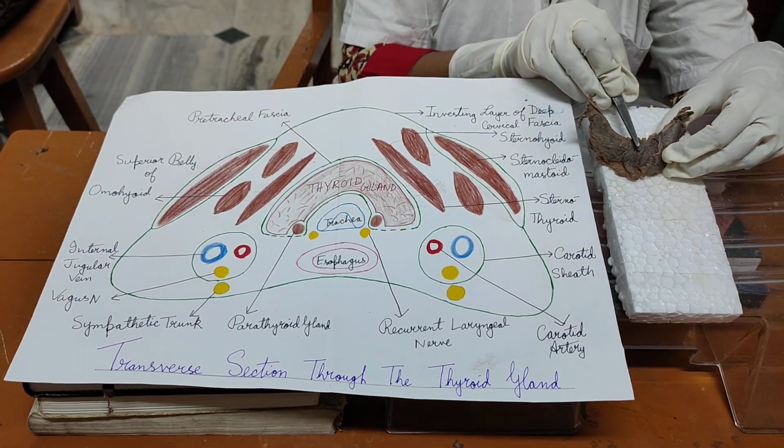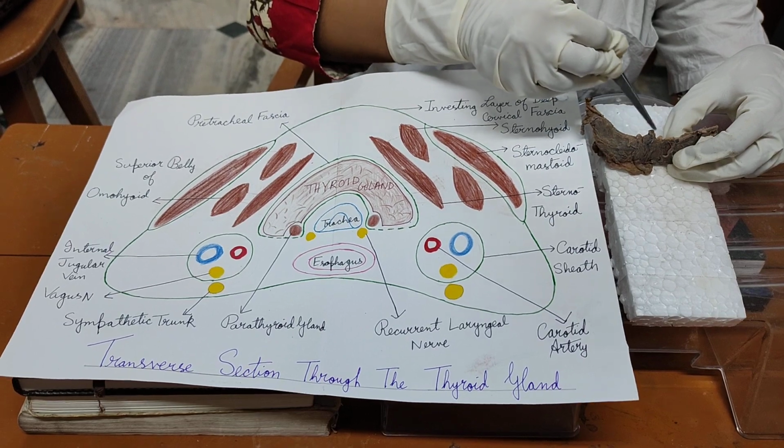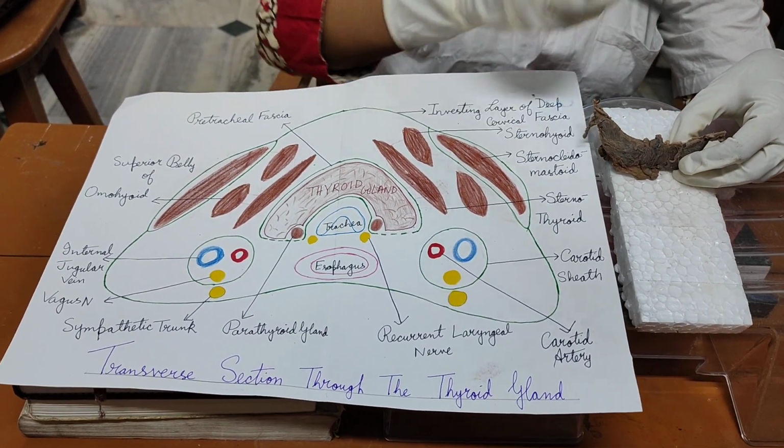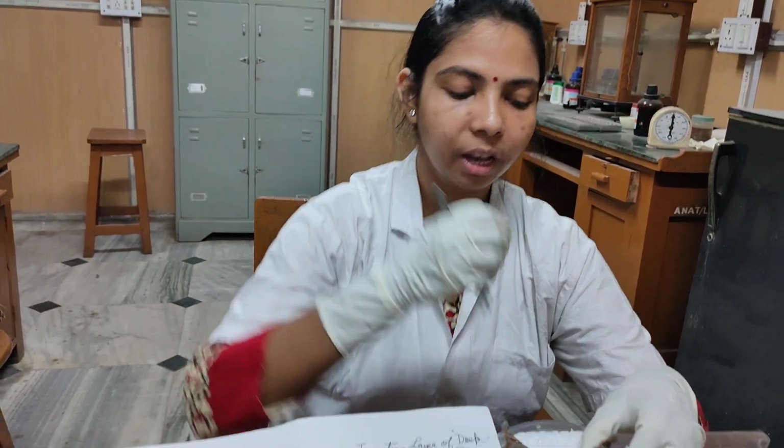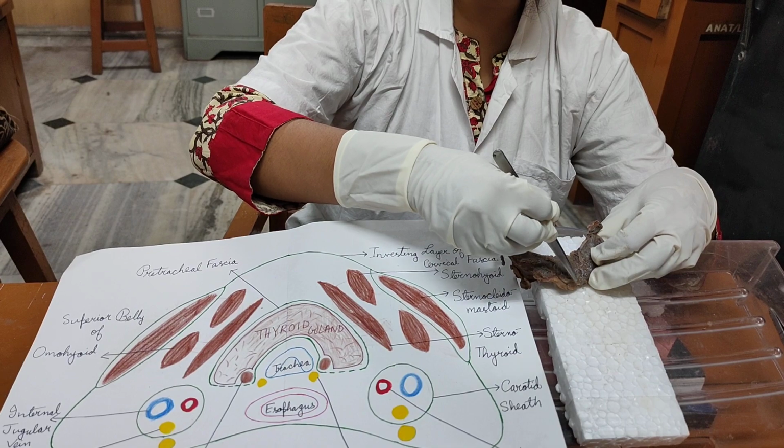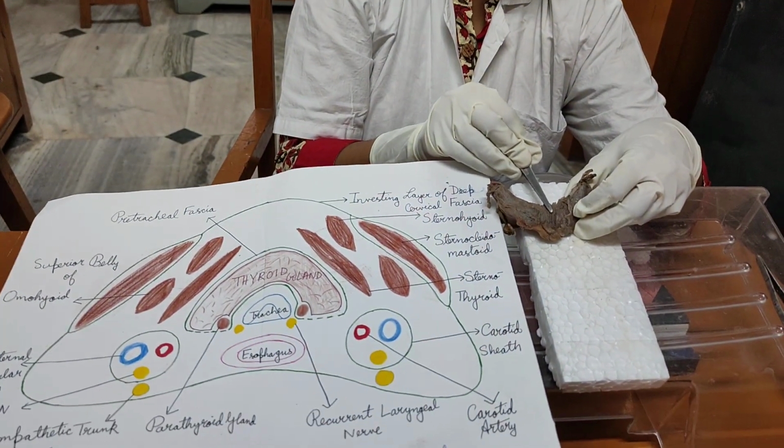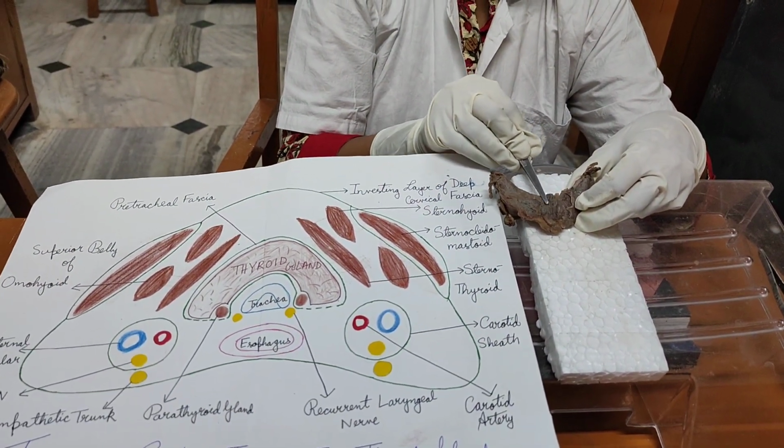Coming to the isthmus part, the upper border of the isthmus is related to the anastomosis between the right and left superior thyroid artery. The lower border of the isthmus is related to the inferior thyroid vein as well as the thyroidea ima artery. The anterior surface of the isthmus is covered by sternothyroid muscle of both sides, investing layer of deep cervical fascia, anterior jugular vein, superficial fascia and the skin.